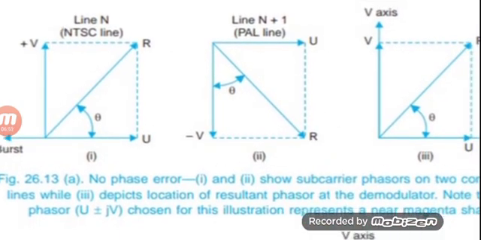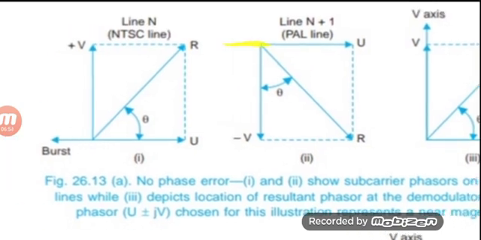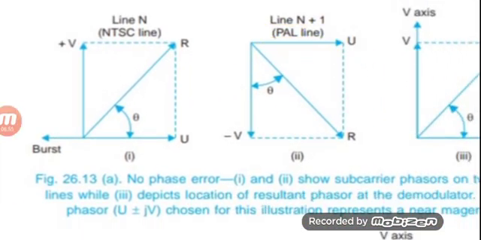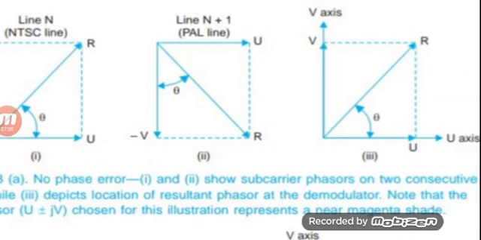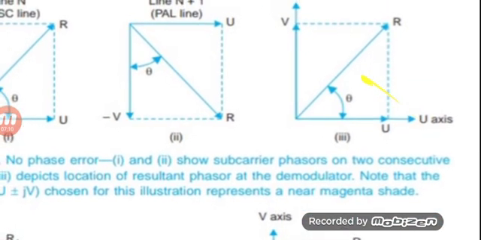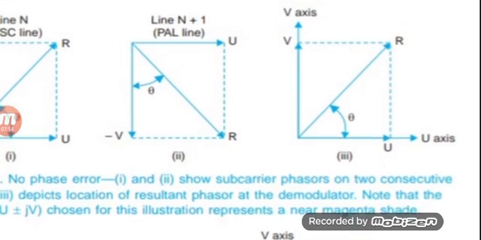Now when we move to the next line, U will be modulated as it is without any phase shift, while V will be modulated with minus 90 degree. So the 90 degree angle will be maintained, but V will have minus 90 degree phase shift. And when the next line comes, it works the same as before: U will be without any phase shift and V will be with plus 90 degree.